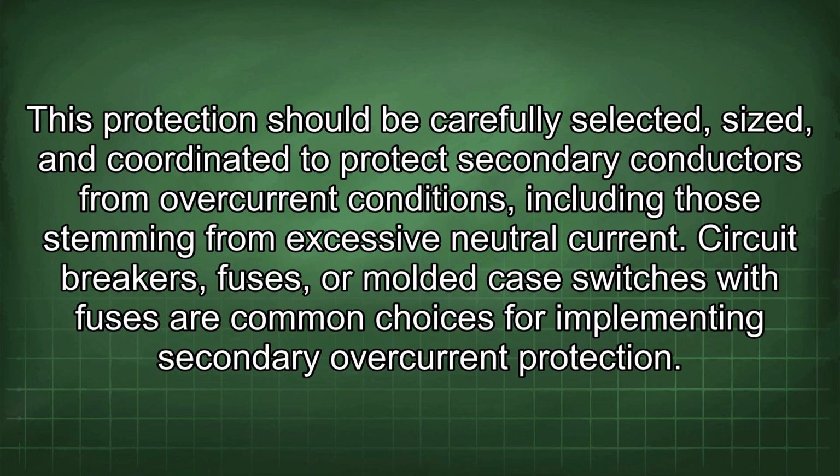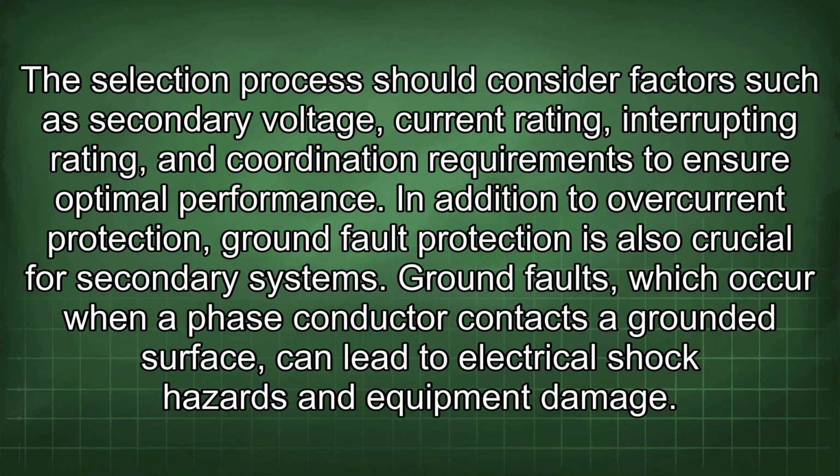This protection should be carefully selected, sized, and coordinated to protect secondary conductors from overcurrent conditions, including those stemming from excessive neutral current. Circuit breakers, fuses, or molded case switches with fuses are common choices for implementing secondary overcurrent protection. The selection process should consider factors such as secondary voltage, current rating, interrupting rating, and coordination requirements to ensure optimal performance.